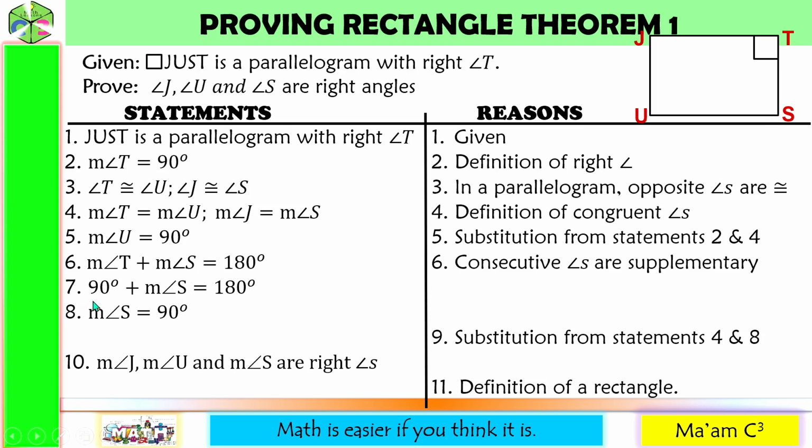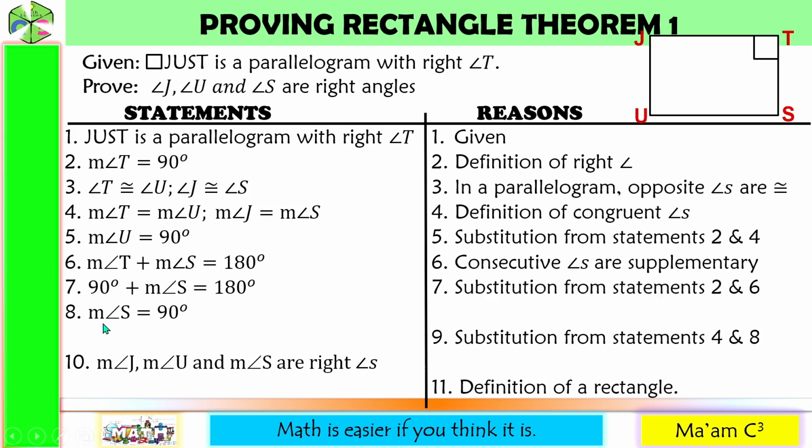Now, if you take a look at statement 7, the only difference from statement 6 is the 90 degrees for the measurement of angle T. Then the rest is the same. So where did this come from? This came from statement 2. We substituted statement 2 into statement 6. That's why we were able to replace the measurement of angle T with 90 degrees. So once again, this is substitution, but this time from statements 2 and 6.